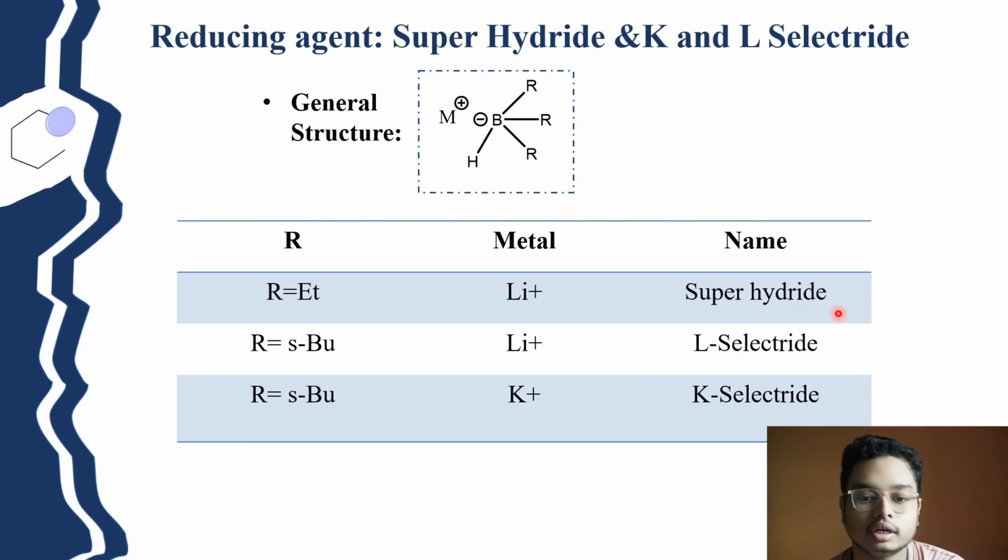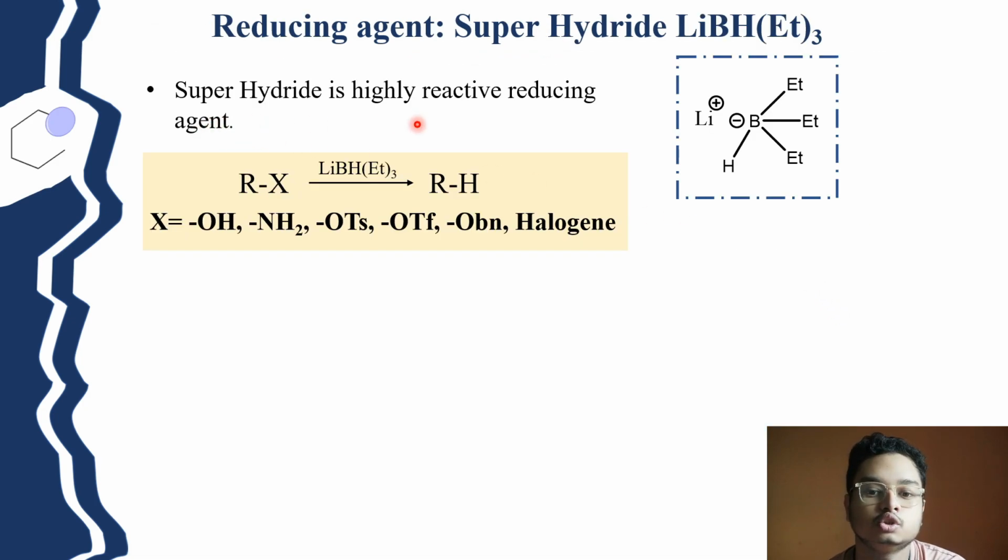So first we are talking about the superhydrides. Superhydrides are highly reactive reducing agents. Basically, it proceeds through an SN2 type of mechanism.